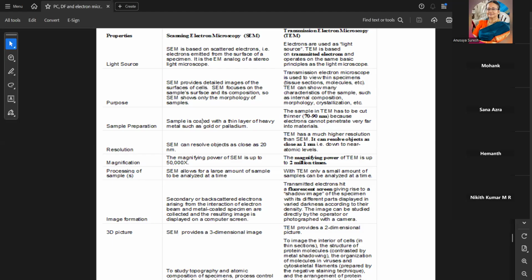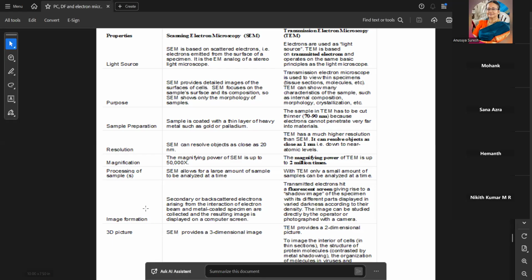In case of SEM, we have to coat the sample with a thin layer of heavy metal like gold or palladium. But in TEM, we are not doing any such coating, but you should have thinner samples because the electron cannot penetrate very far. The SEM will give you resolution as close as 20 nanometers, whereas TEM will give you higher resolution near 1 nanometer. Magnifying power of SEM is 50,000 times, 50,000x. Magnifying power of TEM is up to 2 million times. Using SEM, you can analyze a large amount of sample at a time. With TEM, you can analyze only a small amount of sample at a time.